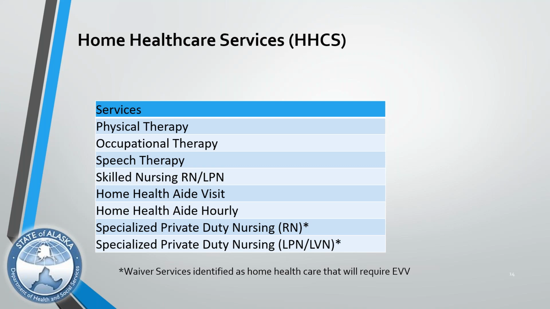And you'll see that specialized private duty nursing services are on this chart as well. So those two at the bottom, these are waiver services that have been identified as meeting the home health care services requirements to be covered by EVV. And then in March, we issued a compliance notice letter to Alaska Medicaid home health care providers. And that letter is also posted on the Alaska Medicaid provider updates page, and it was included in the provider remittance advices.